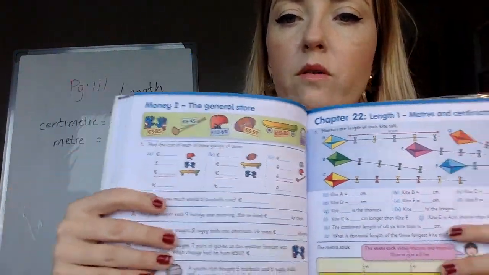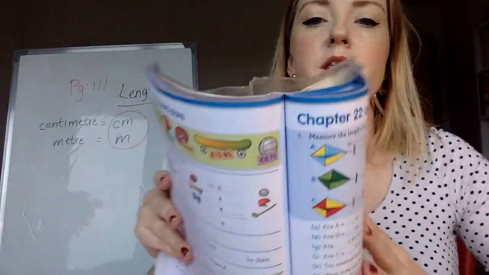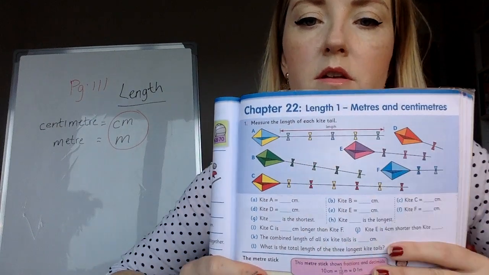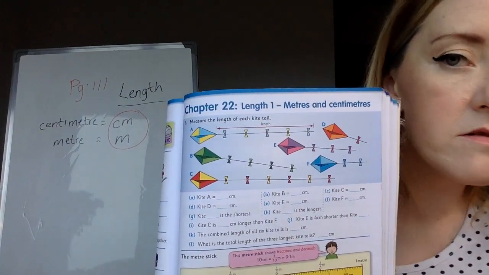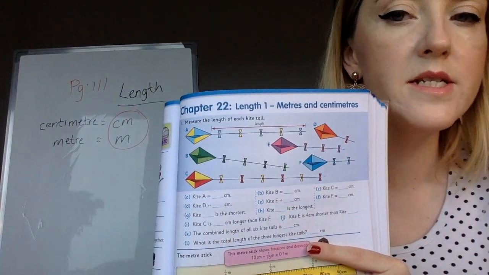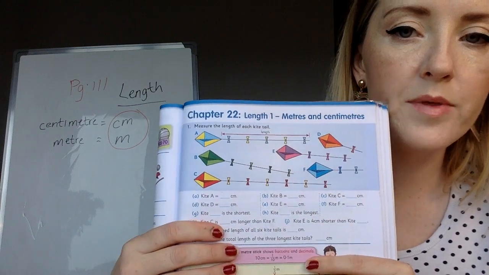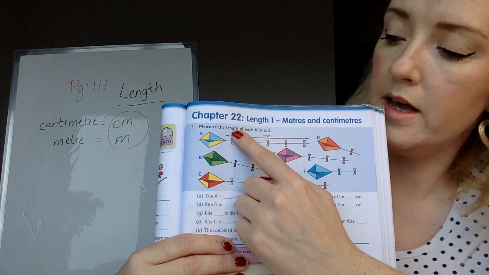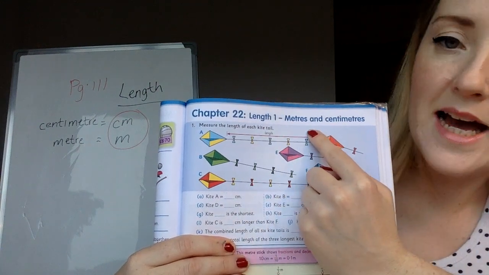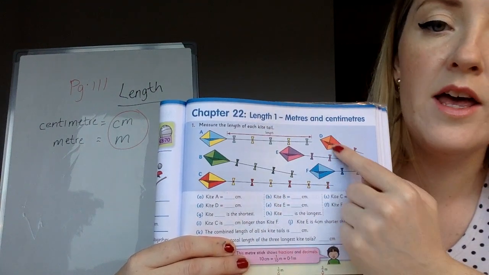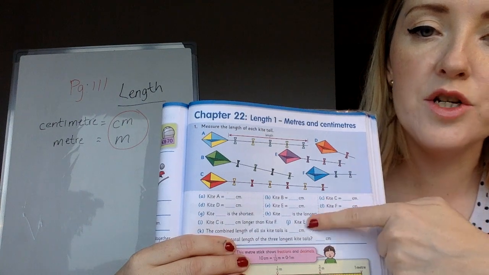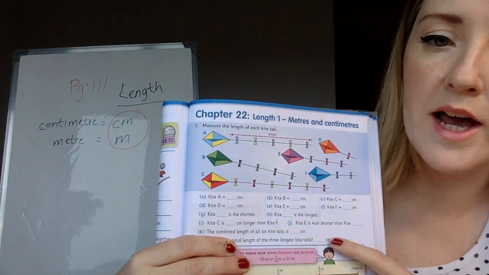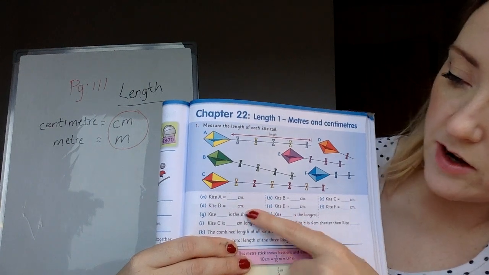Now, our first thing here is our length. Okay? Now, you can see here up the top, when we're looking at length today, we're using metres and centimetres. Okay? So the first exercise that I want you to do, what do you think it's looking at? It's looking at centimetres. You can see here.